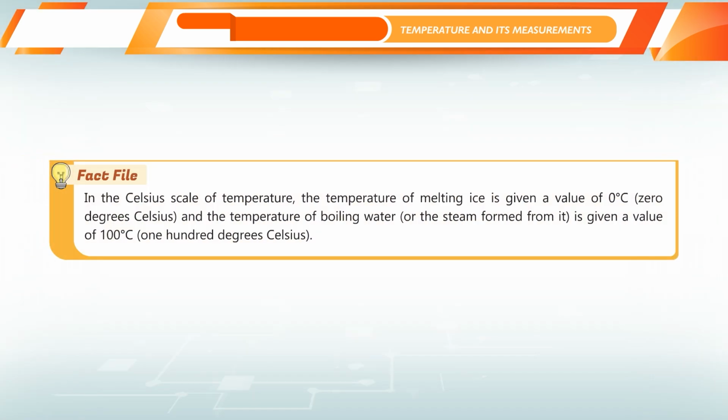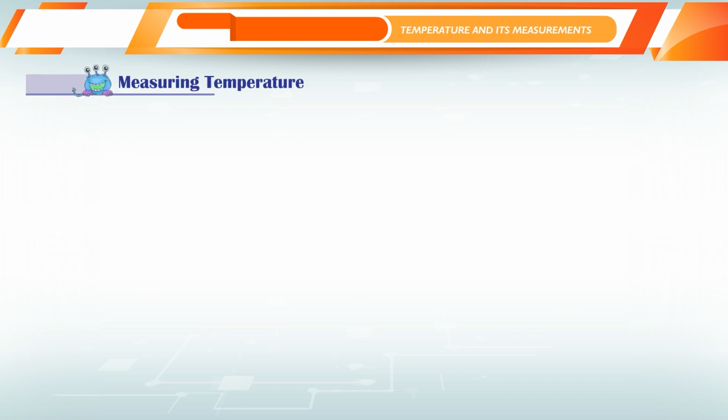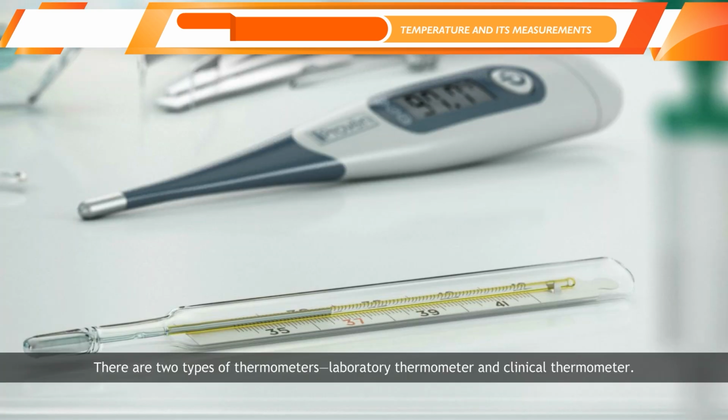Fact file. In the Celsius scale of temperature, the temperature of melting ice is given a value of 0 degrees Celsius, and the temperature of boiling water or the steam formed from it is given a value of 100 degrees Celsius. Measuring temperature.